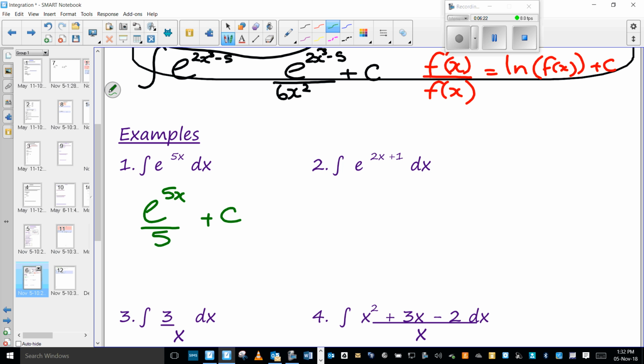This is where it comes in, sometimes we come unstuck because we look at the answers and think we've done it wrong. How else can you write this? 1 over 5. Good. 1 over 5 e to the 5x plus c. So that's exactly the same, because this divided by 5 is the same as saying 1/5 of that. So just so you're aware in case the answers in the textbook look different.